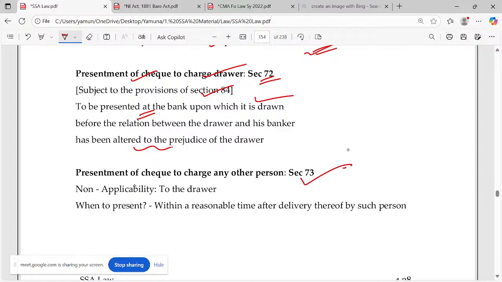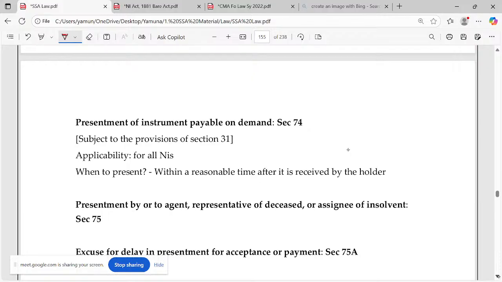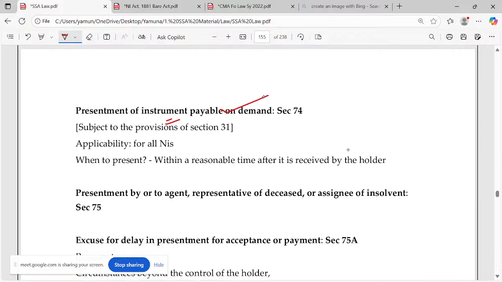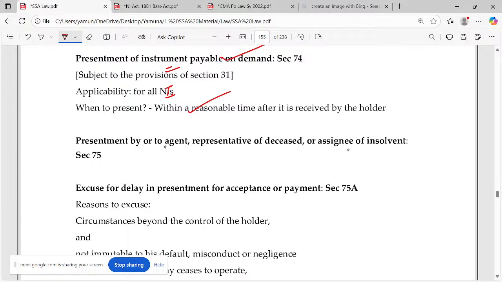Section 73, presentment of check to charge any other person. Probably the drawer applicable இல்ல ஒரு reasonable time குள்ள நீங்க present பண்ணீங்கன்னா மட்டும் தான் applicable. Then presentment of instrument payable on demand. This is applicable for all NIs. Okay, probably the reasonable time குள்ள நீங்க present பண்ணணும். If no proper time is mentioned. And presentment by your agent, representative of deceased or assignee of insolvent பண்ணிக்கலாம். Okay, no detailings. This is sufficient.